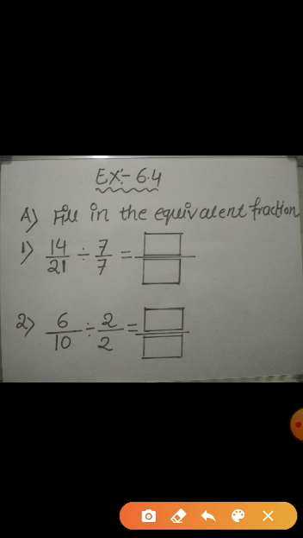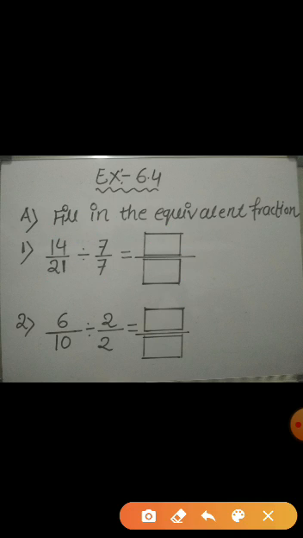Now see the first example. Here the fraction is 14 upon 21. Now which is the common factor of 14 and 21? 7 is the common factor because 14 and 21 both are divisible by 7. Hence, to find the equivalent fraction, we are going to divide both numerator and denominator by the same number, that is 7. When we divide 14 by 7, what will we get? 2. 7 2s are 14. And when we divide 21 by 7, we get 3. 7 3s are 21. Hence 2 upon 3 is the equivalent fraction of 14 upon 21.